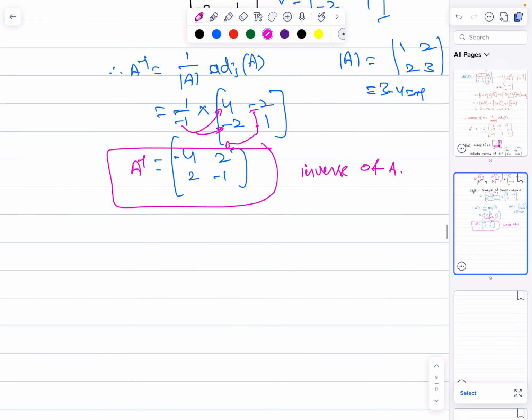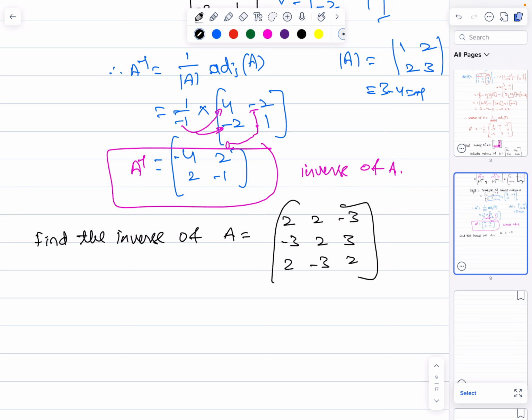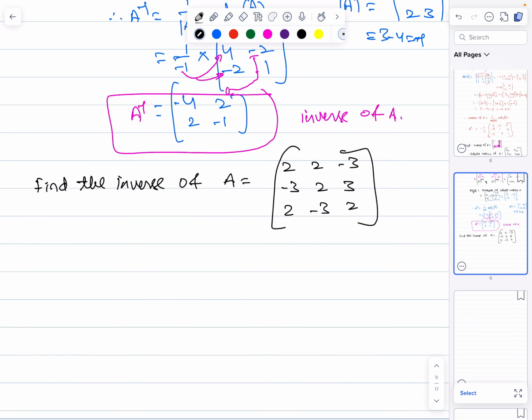One more example: find the inverse of A, which is equal to 2 2 -3, 2 3 2, -3 2. We will find how to find the inverse of A. So, to find A inverse, we should calculate the determinant of A first.